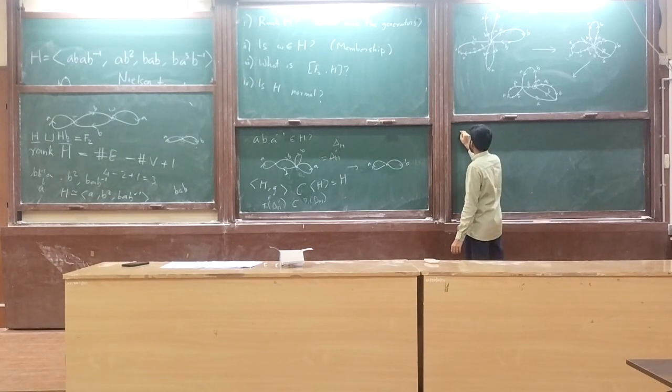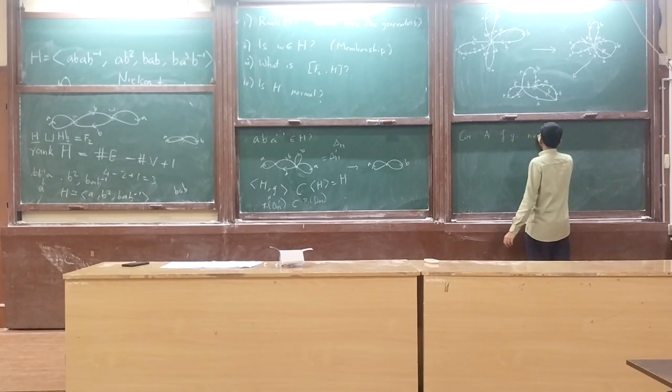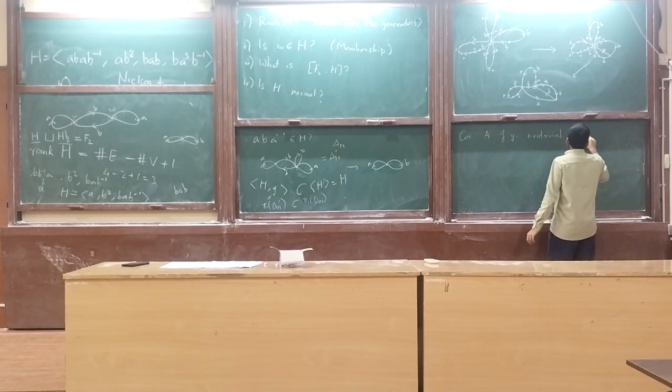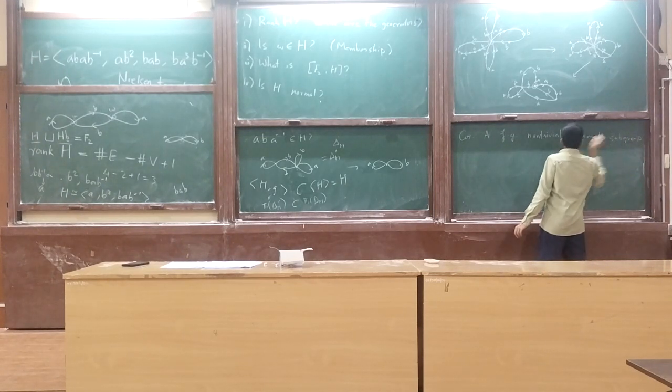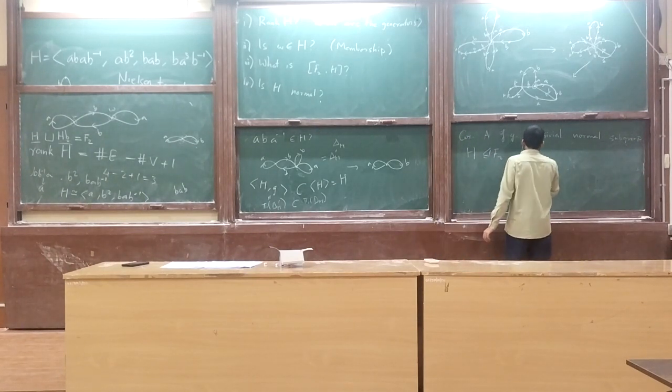Yeah. So now here is a result. This is really a corollary. What I'm saying is, a finitely generated non-trivial normal subgroup has finite index.